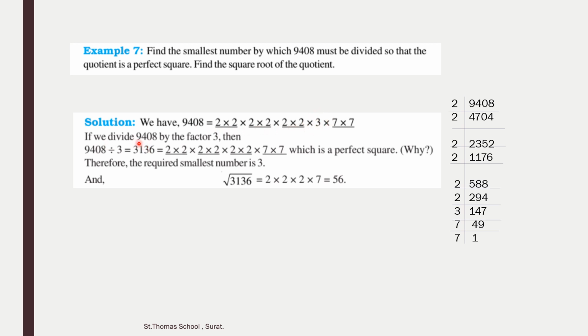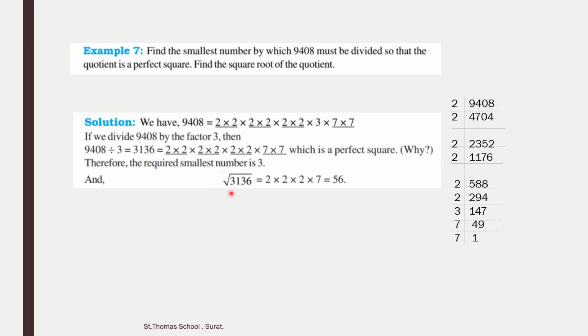If you divide 9408 by the factor 3, then if you divide LHS, you have to divide RHS also. So these 3 will be cancelled, and the result is a perfect square. Now you can see that all the numbers are in pairs. So 9408 divided by 3, we will get 3136. Therefore, the required smallest number is 3, because when we divide by 3, we get 3136, which is a perfect square.